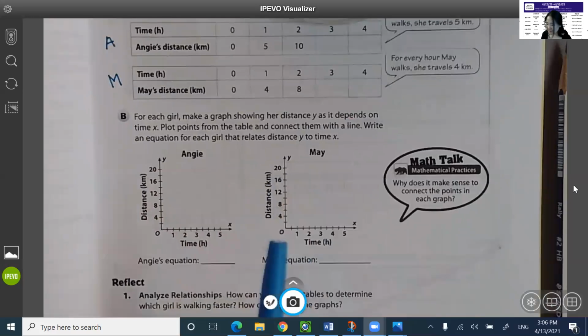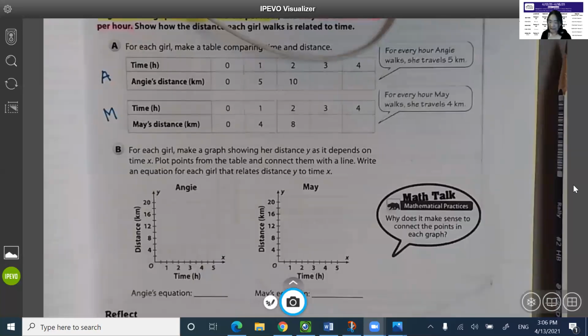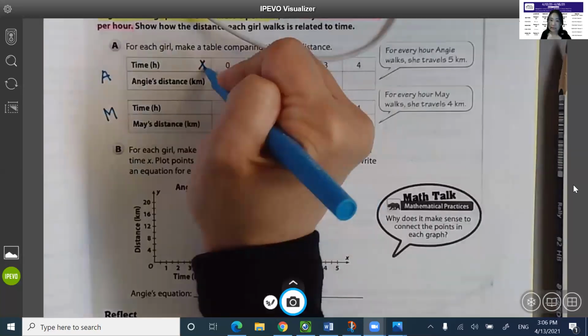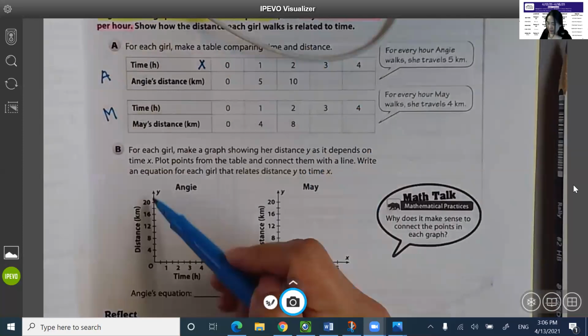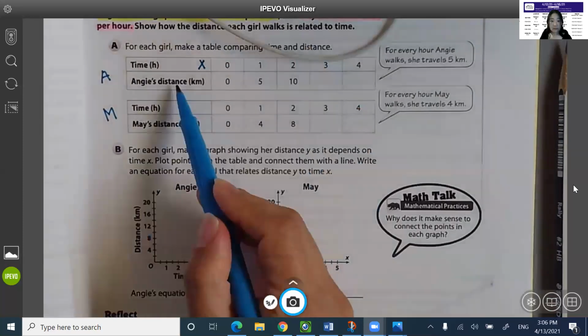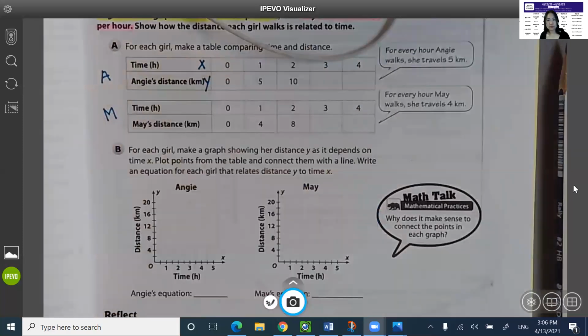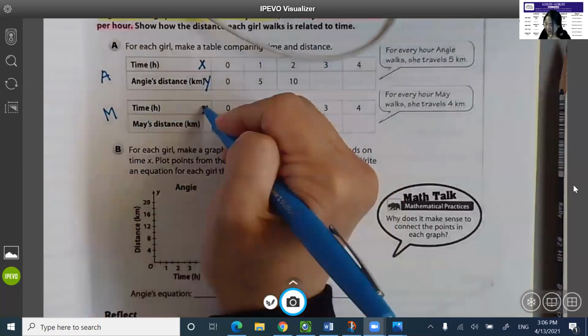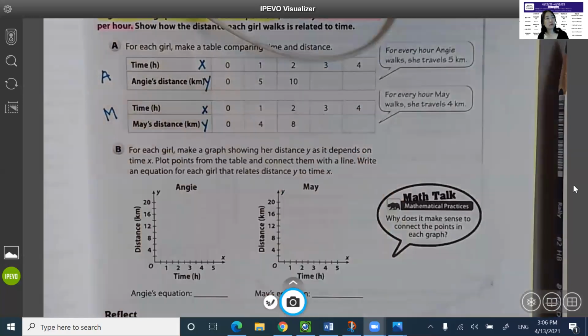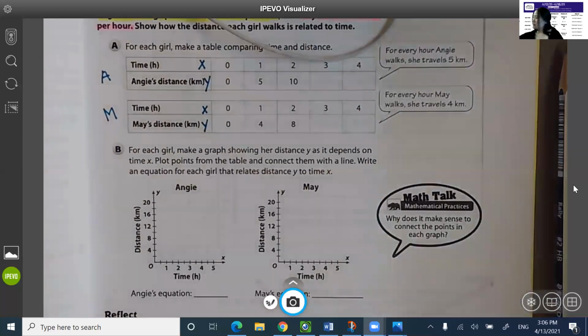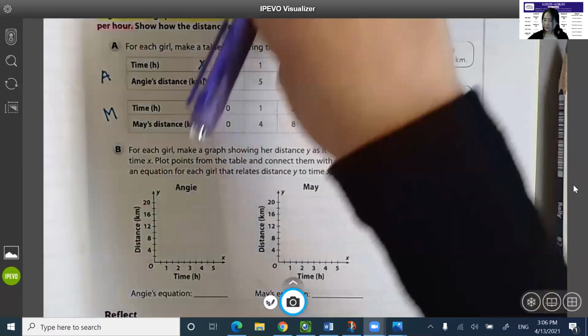If you take a look at this graph here, this is the x-axis and it says it's the time. So even that lets you know that x is the time. And the y-axis says distance. So the distance is the y value, the y coordinate. Same thing for May. Time is the x and distance is the y, okay? All right, so let's take a look here.